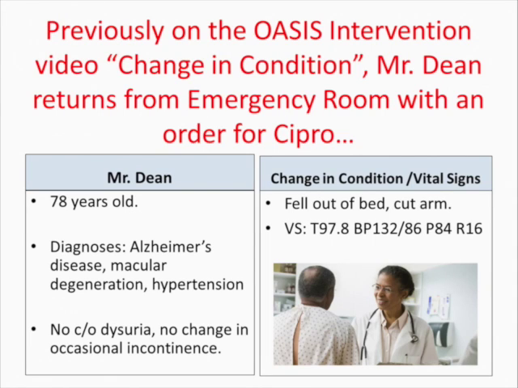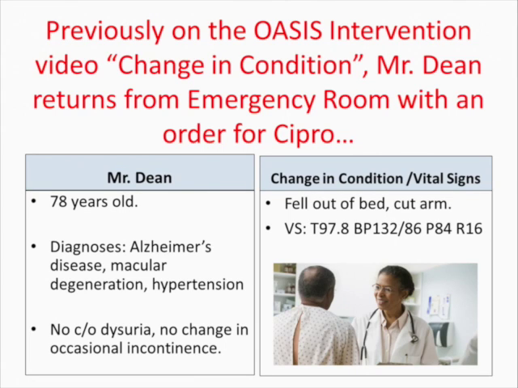Previously, on the OASIS intervention video, Change in Condition, Mr. Dean returned from the emergency room with an order for Cipro. He fell while getting out of bed and cut his arm last Saturday night. Staff called the covering physician, who gave orders to send Mr. Dean to the emergency room for evaluation.